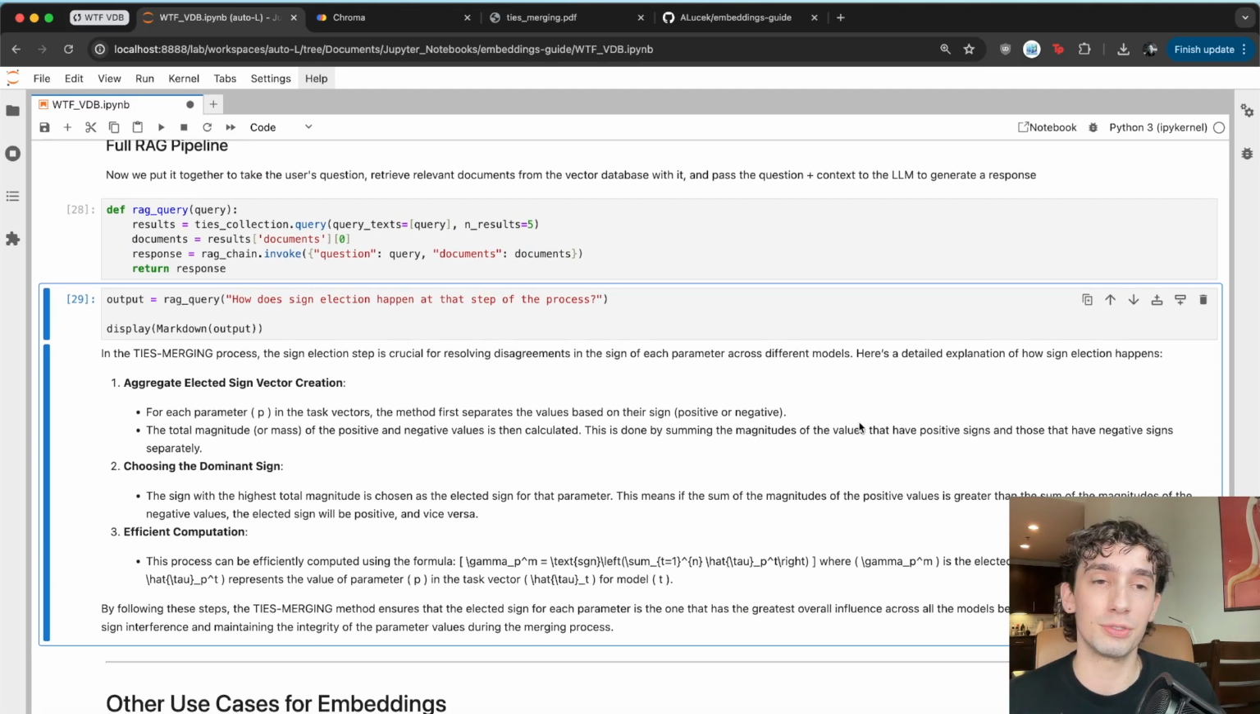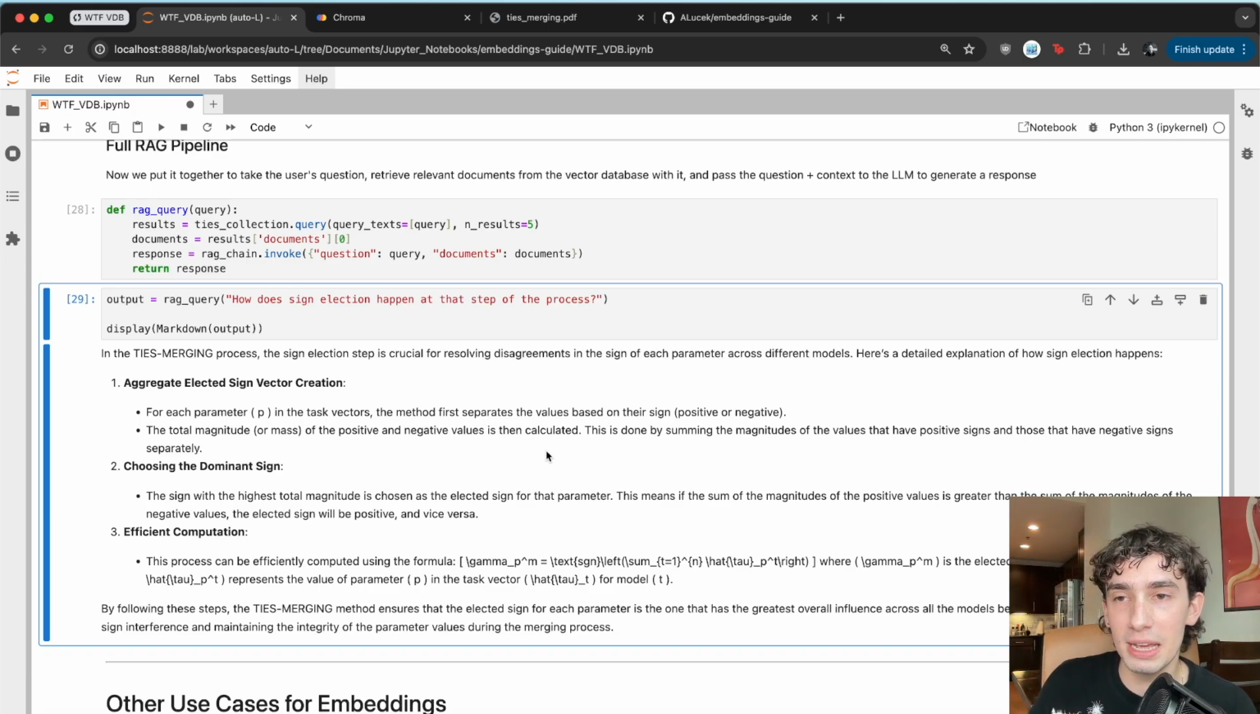From my understanding of TIES, this sounds about right, and it is likely that it was able to actually put all of this in. So this is great, a full retrieval augmented generation pipeline using our vector database, retrieving the right documents based on the similarity calculations of our query, and then generating the final response to our question.